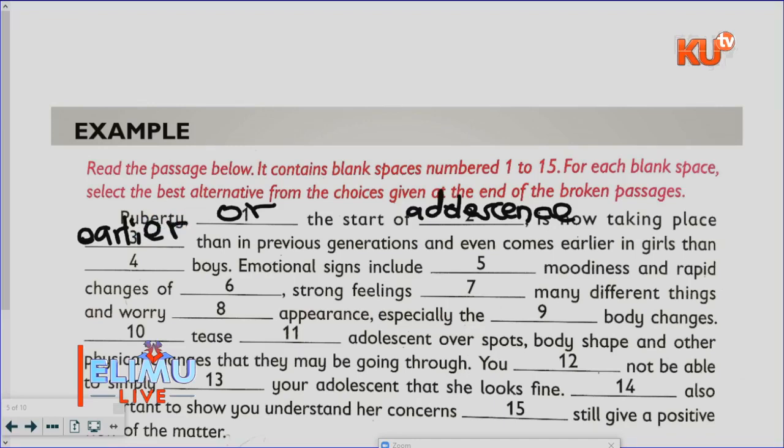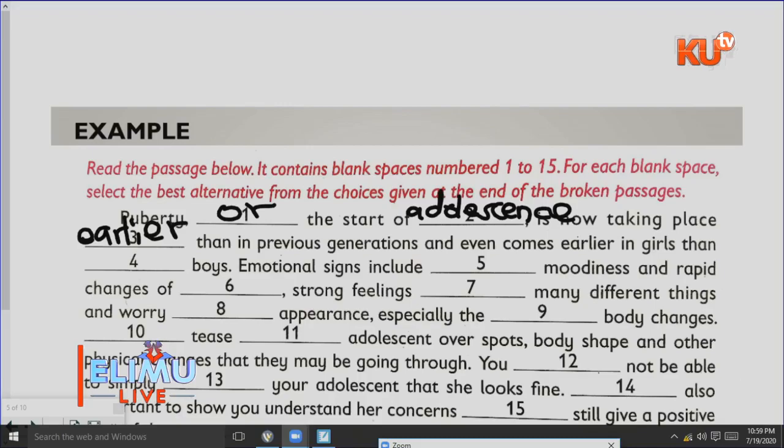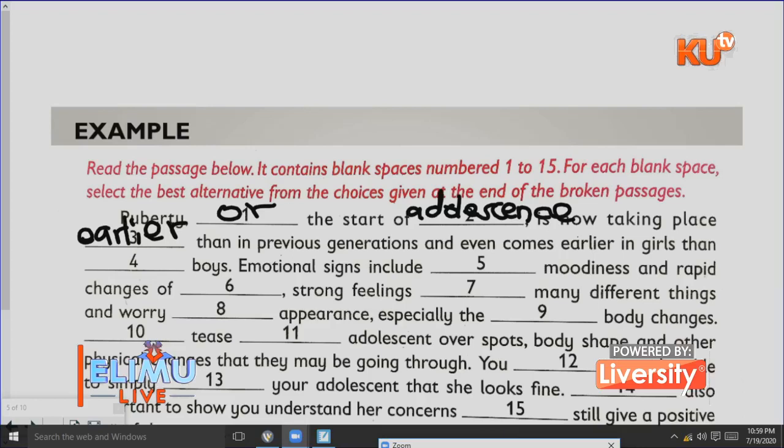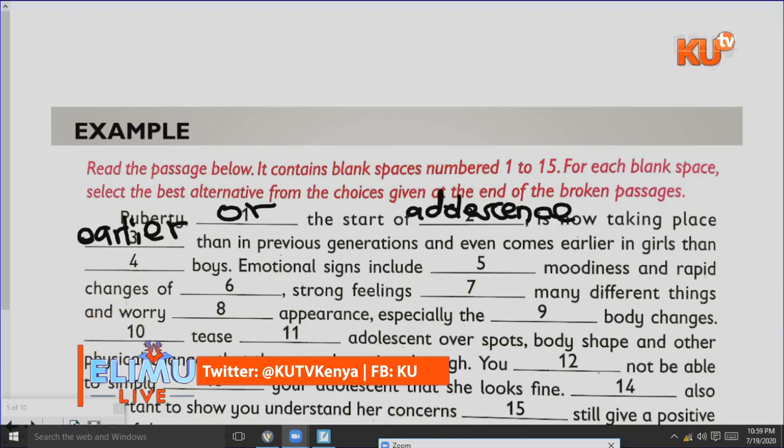Earlier than. So you have to fill in those blank spaces that you have been given there in that exercise. So work out all the blank spaces and then mark your correct answers on the blank spaces or on the questions that you have been given.